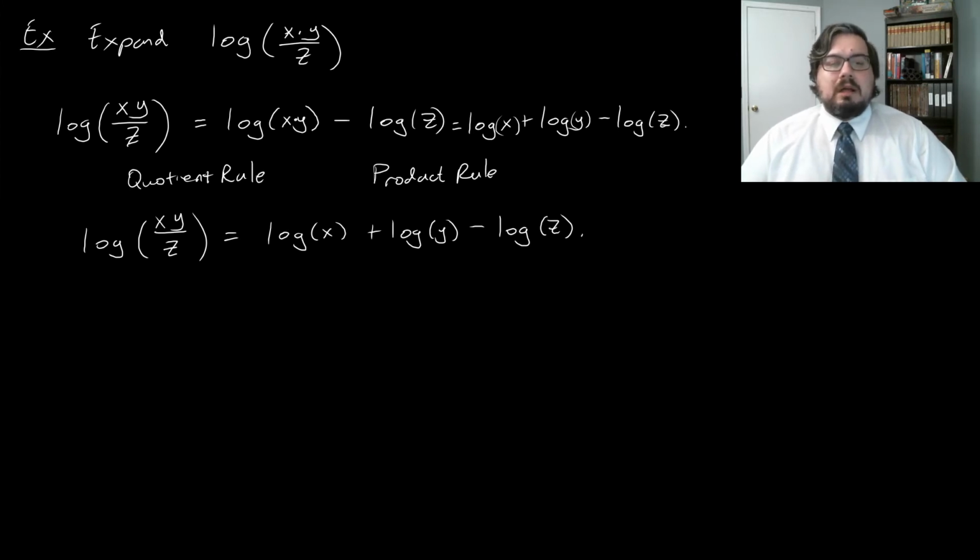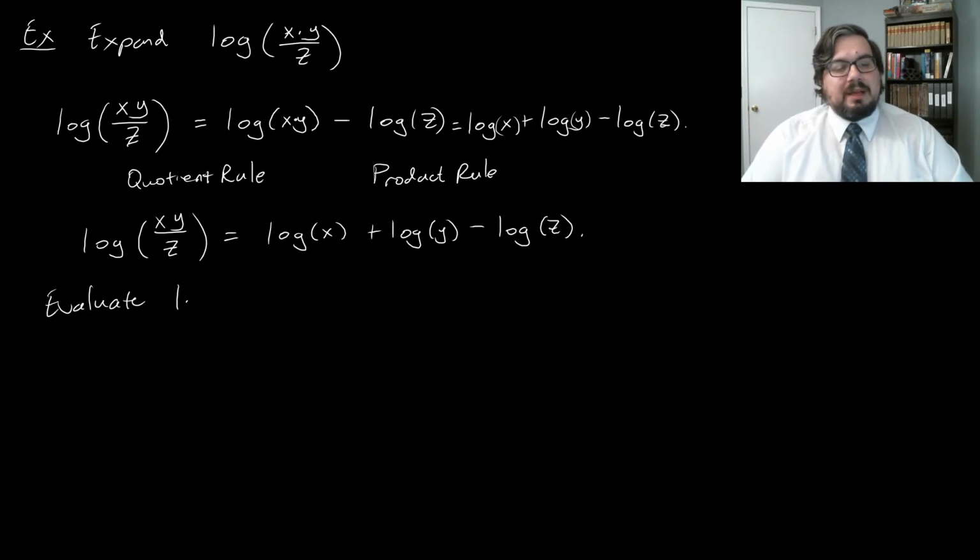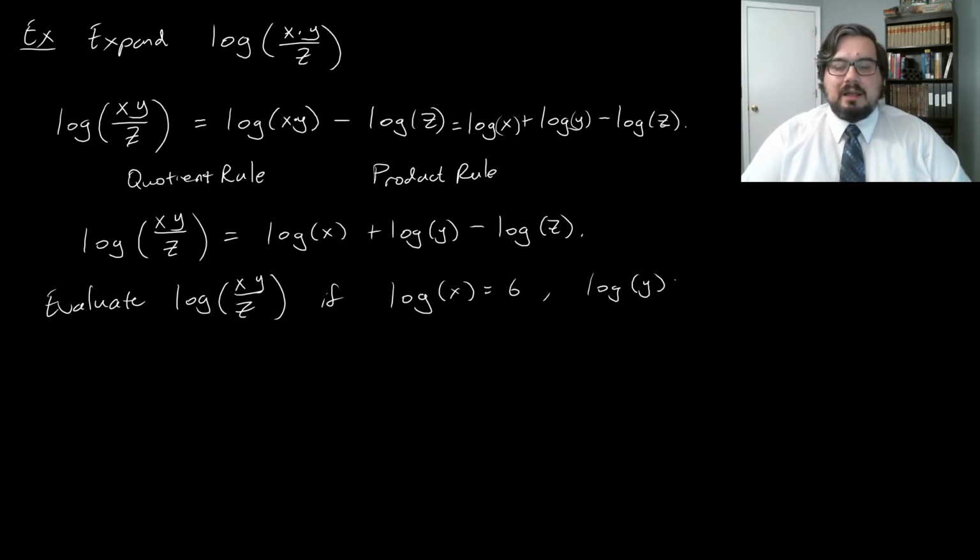One way that this problem is sometimes given is in the following way. Evaluate the logarithm of xy over z if the log of x is equal to 6, the log of y is equal to -3, and the log of z is equal to 2.5.